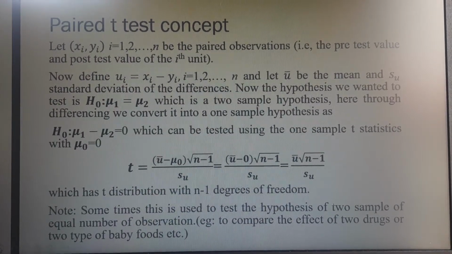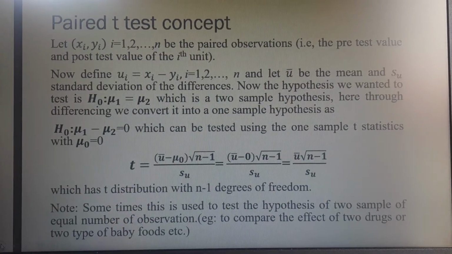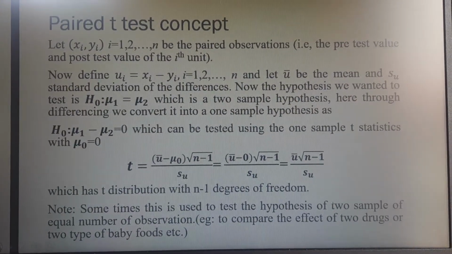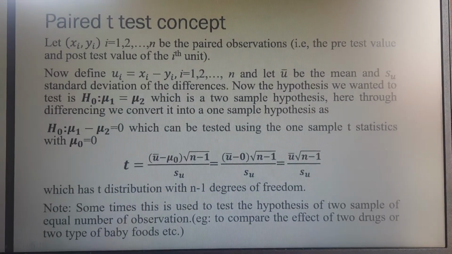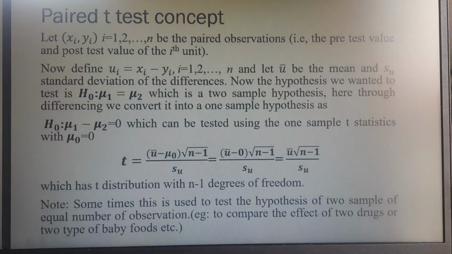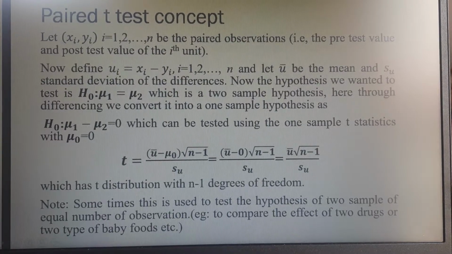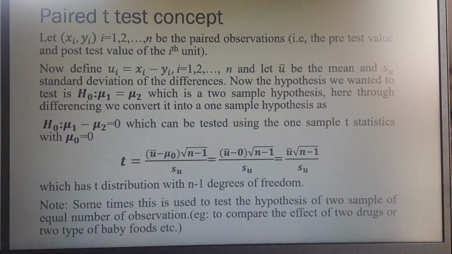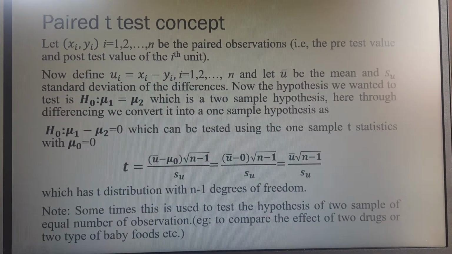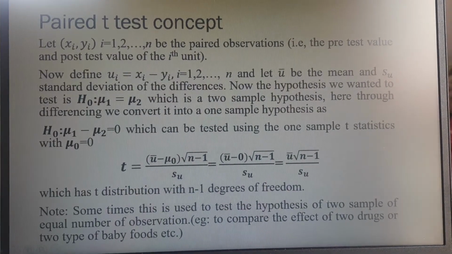Now the hypothesis we wanted to test is H0: mu1 minus mu2, which is a two sample hypothesis. Now we convert it into a one sample hypothesis as H0: mu1 minus mu2 equal to 0. That is, we test the hypothesis equivalent to H0: mu equal to mu0 with mu0 equal to 0. Instead of x, here we take u. And the test statistic is u bar into root of n minus 1 by su, which has t distribution with n minus 1 degrees of freedom. Normally, this test is applied for small samples.